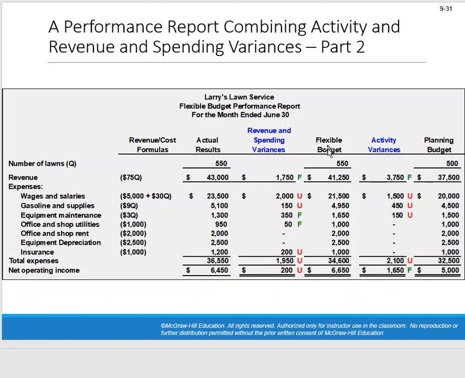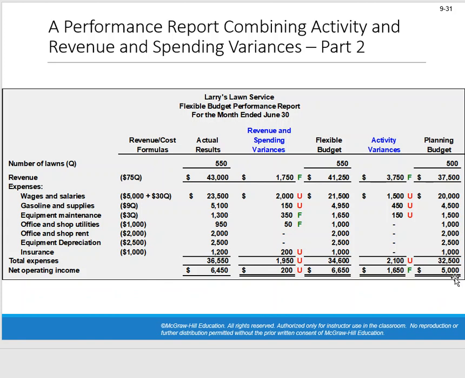And then you compare your flexible to your planning budget all the way over here on the right, and in between is your activity variance, which explains how much of the difference is caused by the change in level of activity. And what we see overall, remember at the very beginning we looked at our planning budget of 5,000 and our actual results of 6450. And we said, well, that's great. We came in above budget.